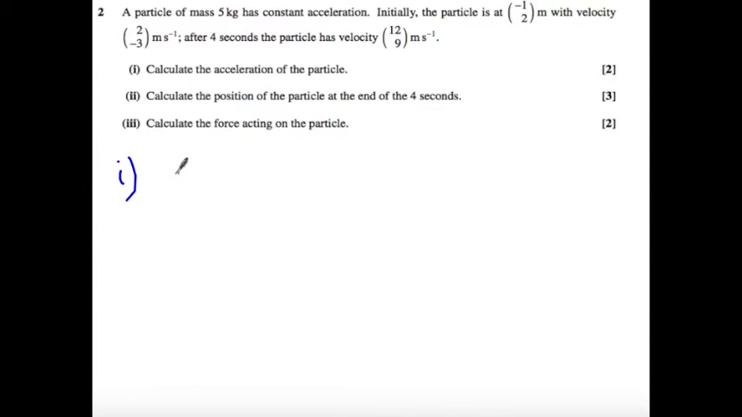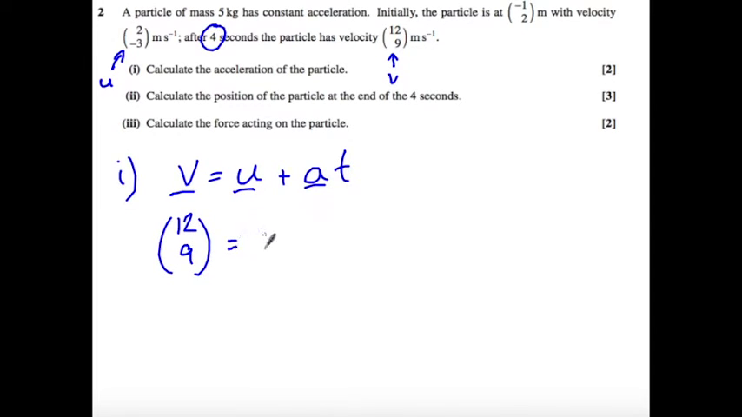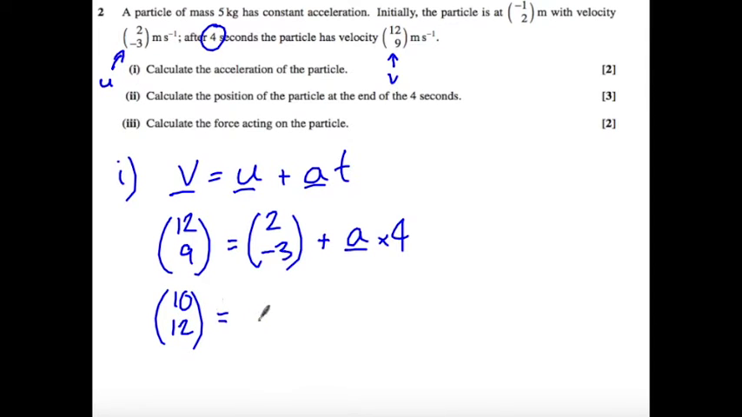So these kind of vectory questions are really just SUVAT, but you're doing the x and the y parts at the same time. So here we've got v, we've got u, and we're trying to find a, and we've also got t. So if we sub those in, we've got 12, 9 equals u, which was 2 minus 3, plus a times 4. So if we take this vector away from this one, we're going to have 10, 9 minus 3 is 12, equals 4a. So therefore, if we divide the vector by 4, we get a is 2.53.